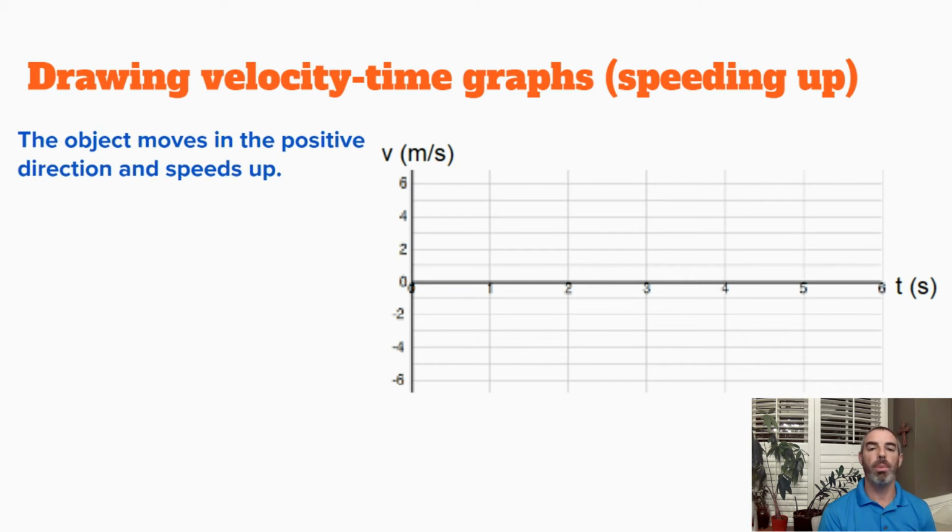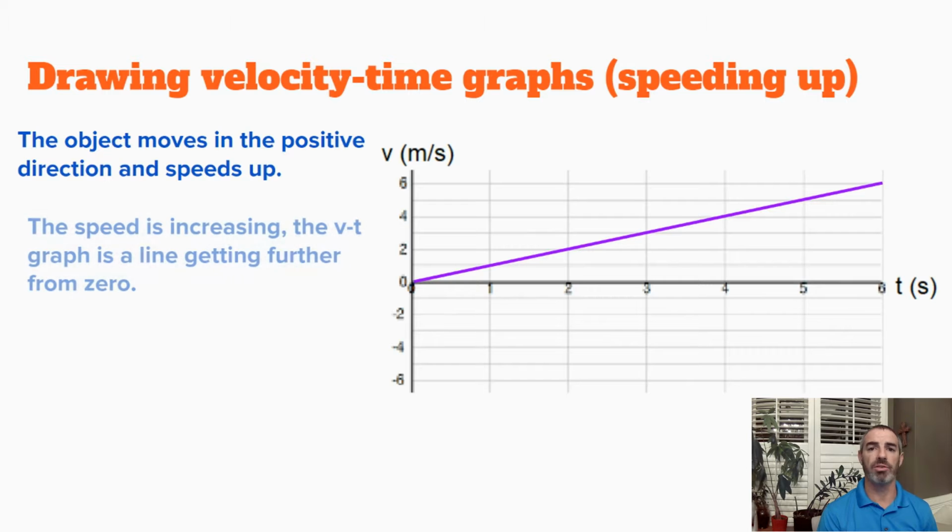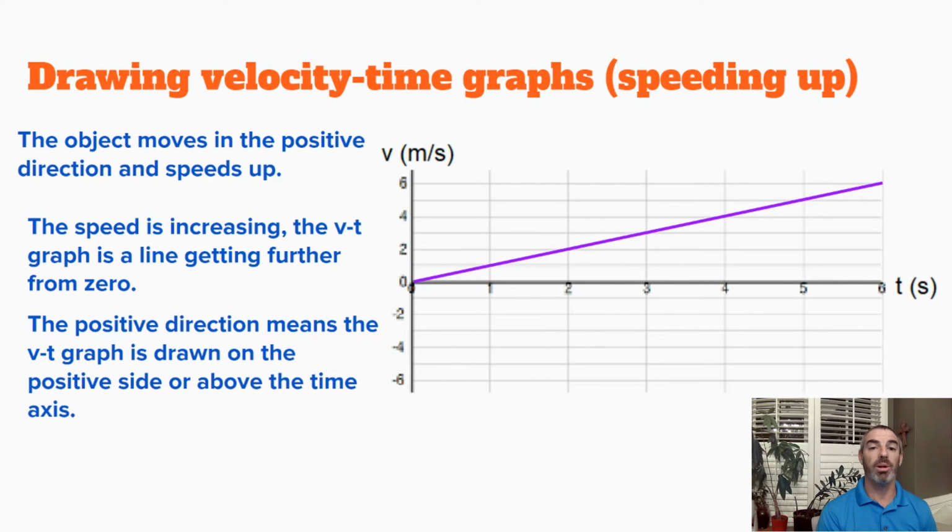So what does this look like for an object that's speeding up? An object that moves in the positive direction and speeds up, we'd have a graph that looks like this. It doesn't necessarily have to start from 0, but in this case I have the graph starting from 0. This shows that the speed is increasing because the line is getting further from 0, so the speed is getting faster and faster as time goes on. And it's showing that it's moving in the positive direction, as we mentioned before, because it's drawn above the time axis. Above the time axis shows the direction of being positive.